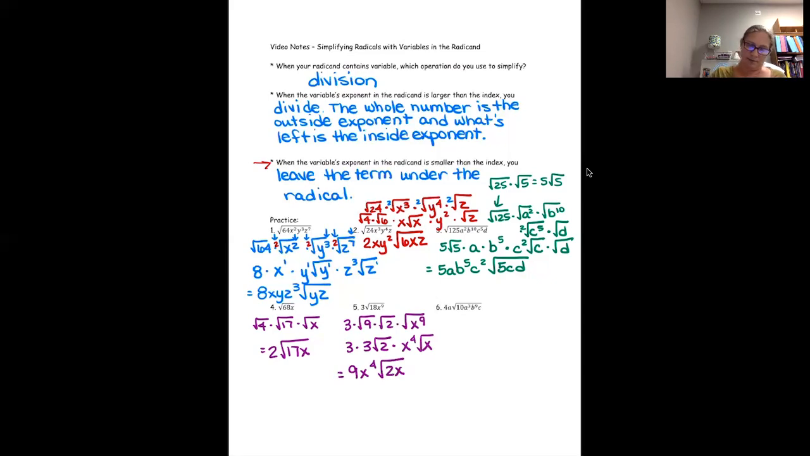And our last problem here, problem number 6, is 4a times square root of 10 times square root of a cubed times square root of b to the 9th times square root of c is 4a times square root of 10 times a square root a times b to the 4th square root b times the square root of c. Outside terms, 4a times a is 4a squared, b to the 4th square root 10abc.